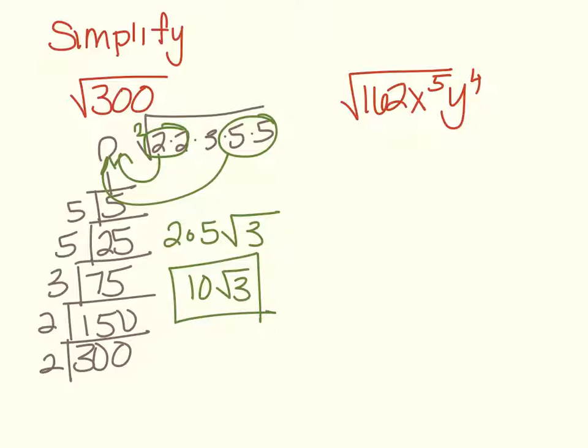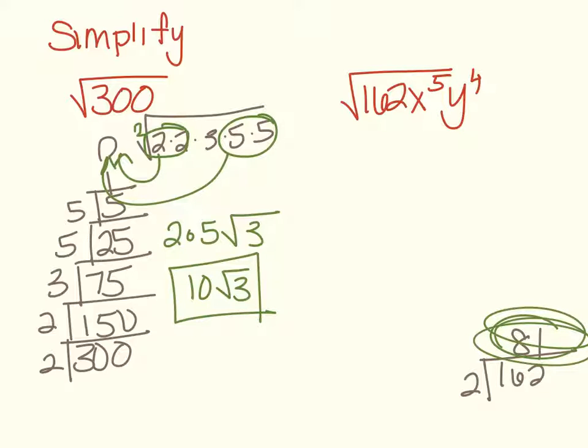Let's try the next one. 162. I know 162 is even, and it goes in 81 times. Now, what you should start looking for to help you out is, 81 is not a prime number, it's a perfect square. The square root of 81 is 9. So I can start right now and take the 9 out because it's a perfect square. And left over I have a 2.